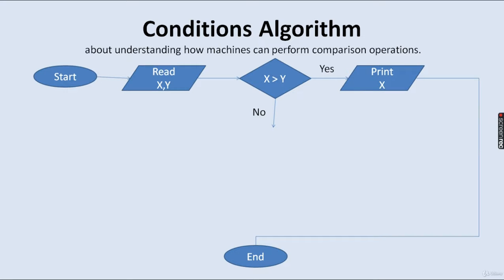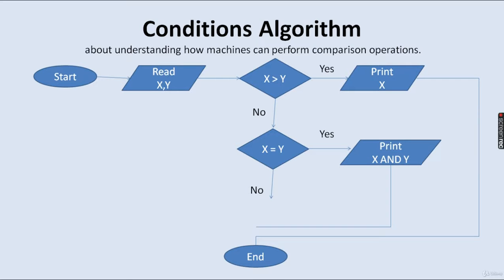If it's yes, then I will make a parallelogram to print out x because it's the bigger value, and then end the program. If it's no, I will make another check, a diamond, to check whether x equals y. The result is either yes or no again. If it's yes, then print x and y, meaning both of them are equal, so I have got to print both of them and then end.